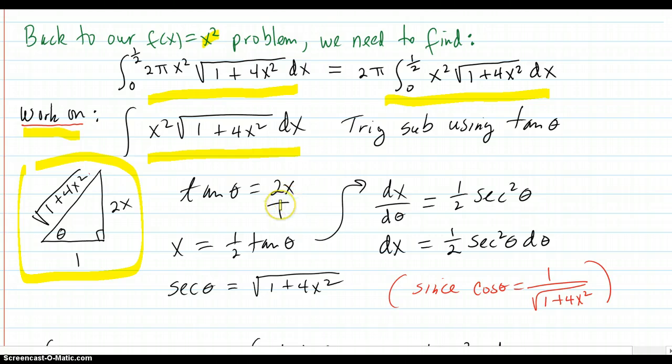Tangent theta is 2x over 1. X equals 1/2 tangent theta. So dx is 1/2 secant theta d theta. And also secant is the square root, because the cosine is the 1 over the hypotenuse, and so when you turn it upside down, that's the secant, so that would just be this.